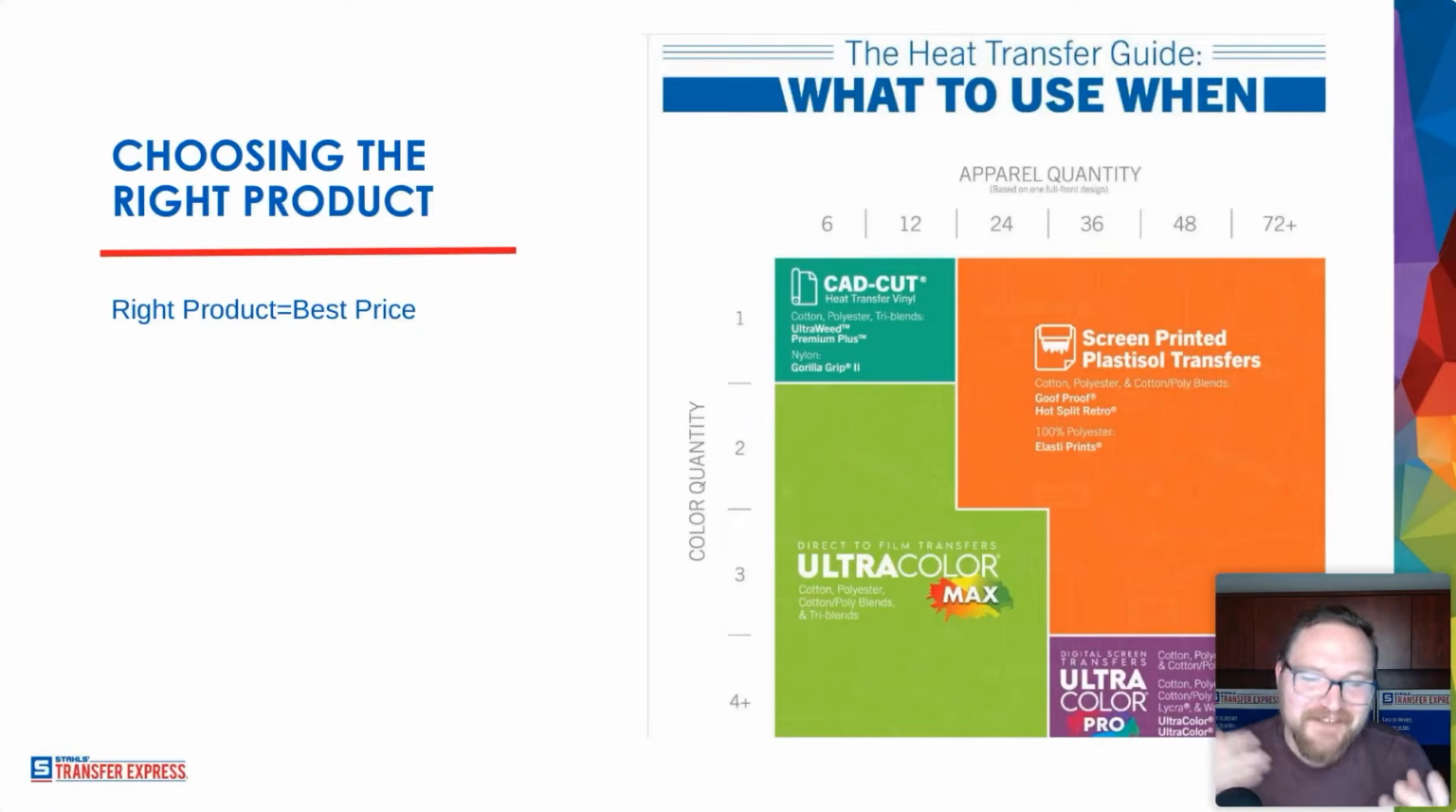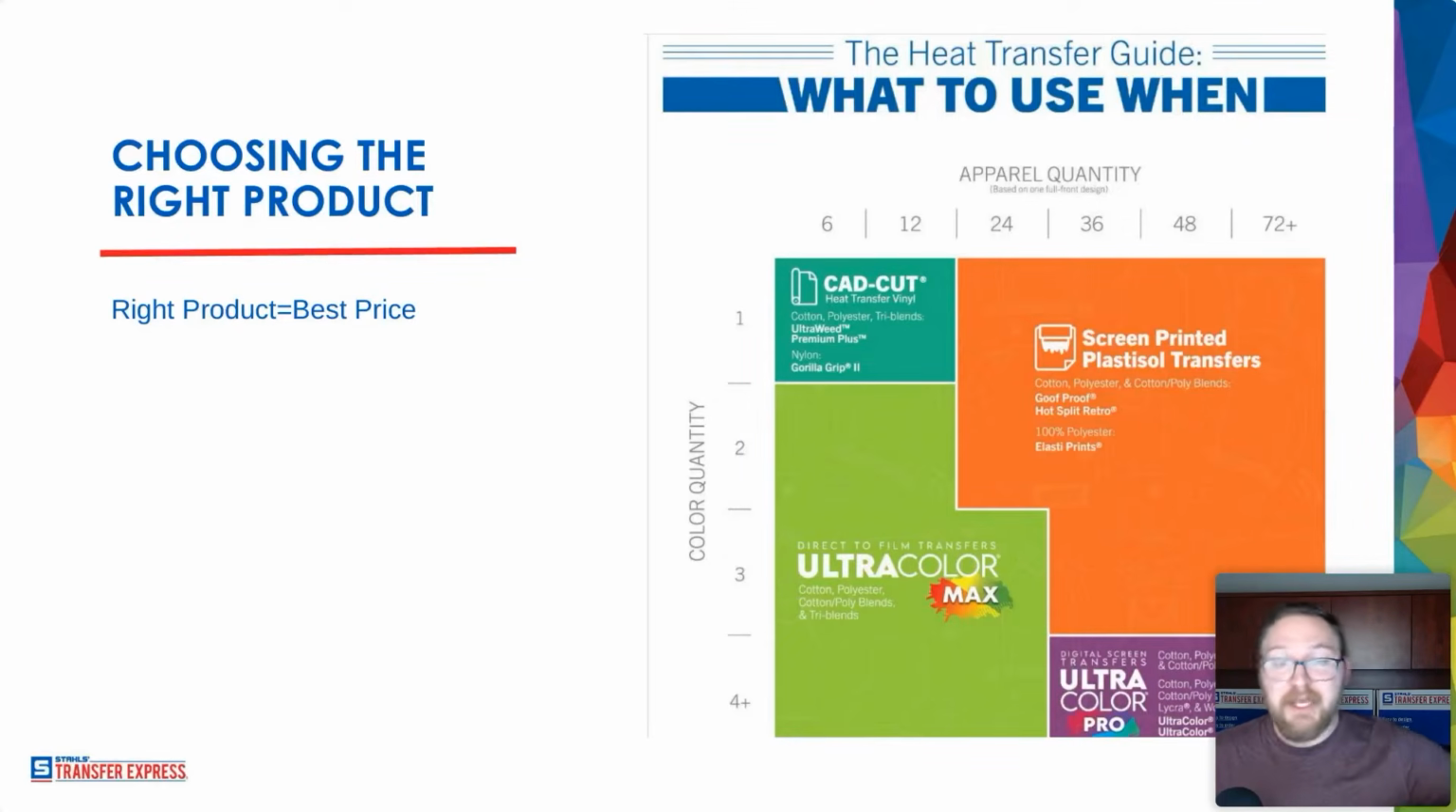So this, you may have seen, is our what to use when guide. Now, our what to use when guide is based on the best option for you to use as a general baseline, we'll say. So say you just need one quantity or one ink, less than 6 quantity. If you have a cutter at home, a vinyl cutter, heat transfer vinyl is going to be the way to go. But as soon as you jump up into 2 or 3 colors, now you're going to be wasting a lot of time. Not only wasting, but you're going to be spending a lot of time layering that vinyl and weeding it out. So that's when we're going to jump to our Ultra Color Max.